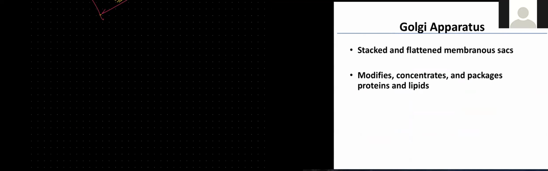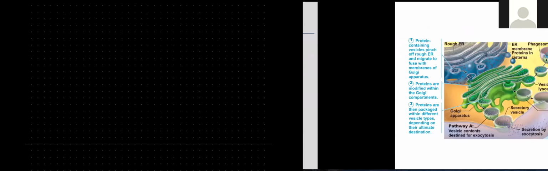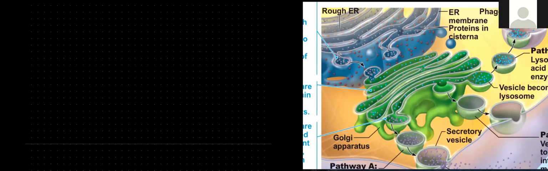Moving on to another membranous organelle. This is the Golgi apparatus, which is also formed of stacked, flattened membranous sacs. And those are going to be responsible to modify, concentrate, and package the proteins and lipids. The packaging that the Golgi apparatus is going to give to a certain protein is what's going to be determining the fate of the protein.